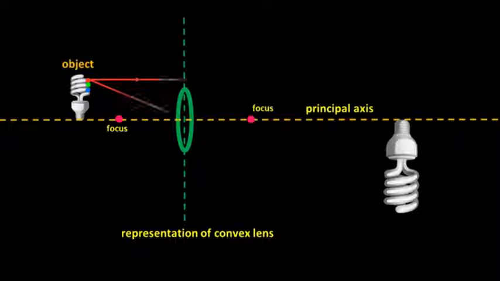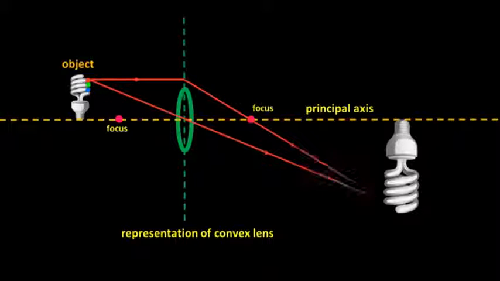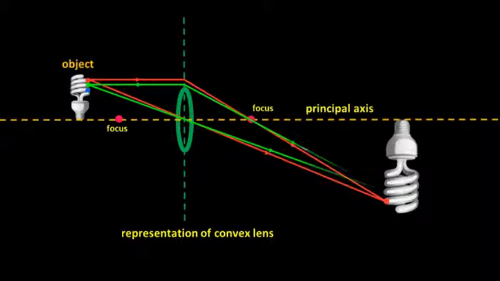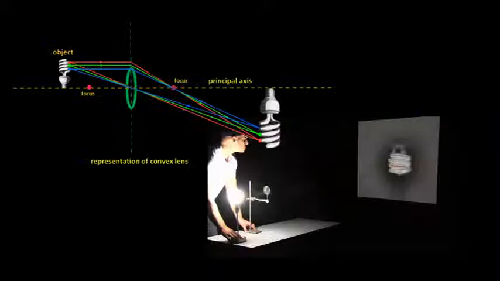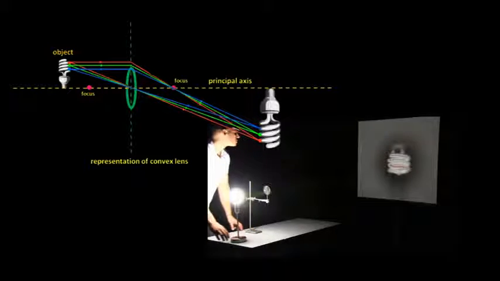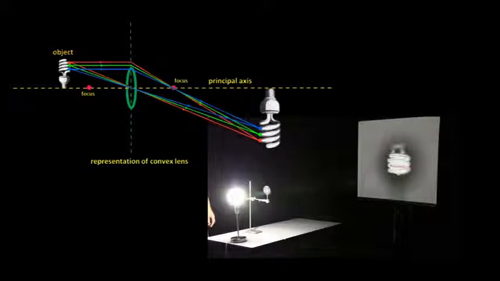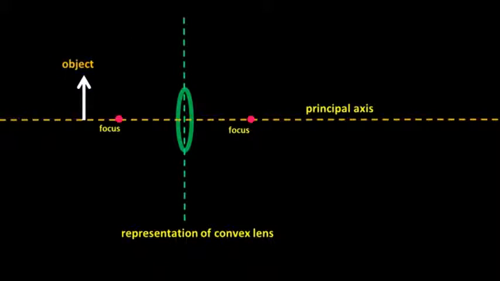The red light coming from the red line near the top of the globe all ends up on the screen here. The green light coming from the green line in the middle all ends up here, while the blue light coming from the blue line at the bottom all ends up here. The light coming from any given part of the object ends up at a specific location on the screen, so an image forms. But we don't really have to draw heaps of light rays like we've just done here.